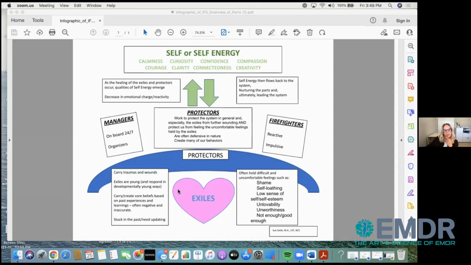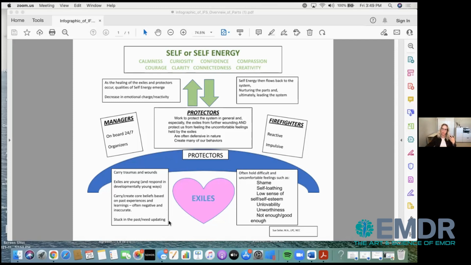So over here on the left side are some more traits of the exiles. When you think about our core beliefs, that is often held with exiles, not always, but often. They are often stuck in the past. So if I have a 5-year-old little girl part that's stuck in a difficult scene from my childhood, the energy around the feeling of that scene will be present in me today as an adult.